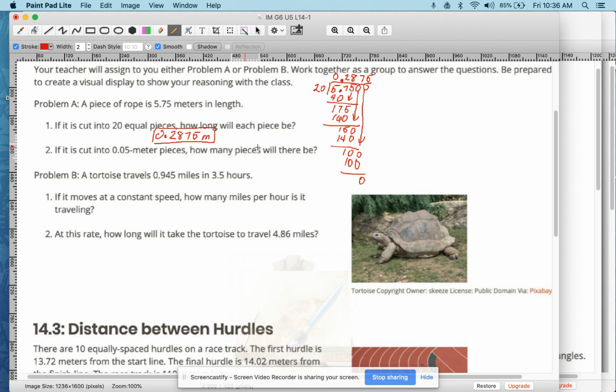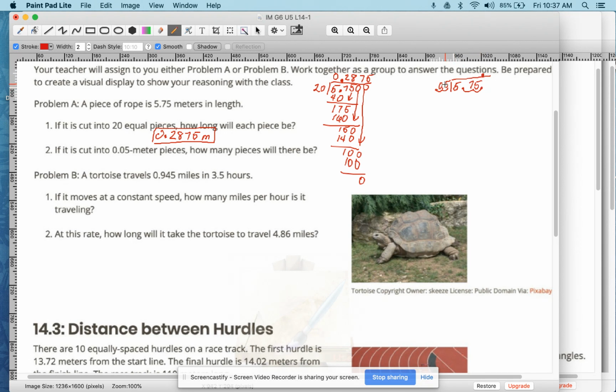Now they're asking us, well, what if we cut that same length of rope into 500ths meter pieces? And how long would each piece be? So again, we have our original length, which is 5 7/75 meters. And now we're dividing it by 500ths pieces. So I have 2 decimal places in my divisor. I need to move it over. I moved it over twice, so now I'm going to move the dividend decimal over twice, and I will bring it up to my quotient.